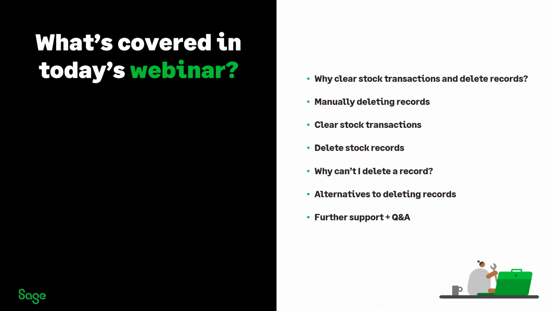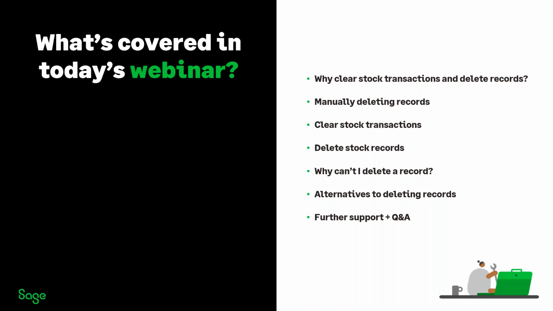Right, this is what we're covering today. So this is our agenda. First of all, why clear stock transactions and delete records? A little bit of an overview and an introduction to that. We look at the process of manually deleting records. How can you do that? Clearing stock transactions, we'll look at deleting product records via the wizard, as opposed to doing them manually.